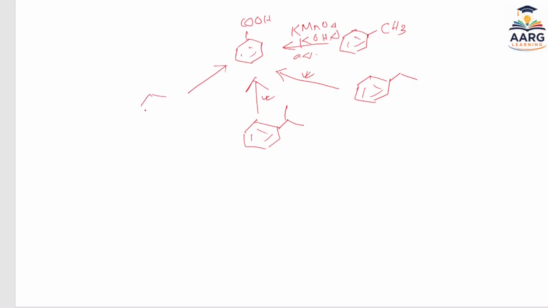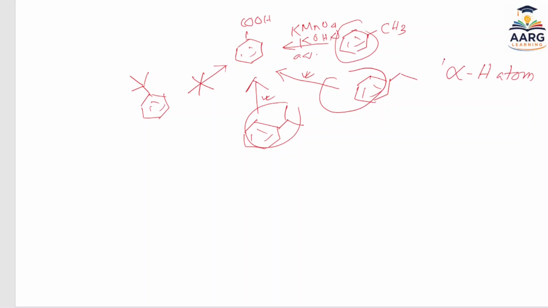And if it is a tertiary butyl group, it won't give any reaction. Why? Because to convert from this or this or this, we need an alpha hydrogen atom, which is the utmost condition for this type of reaction. If the alkyl group attached to the aromatic compound contains at least one alpha hydrogen, then it will oxidize to give the corresponding carboxylic acid. So all three will give the same carboxylic acid.